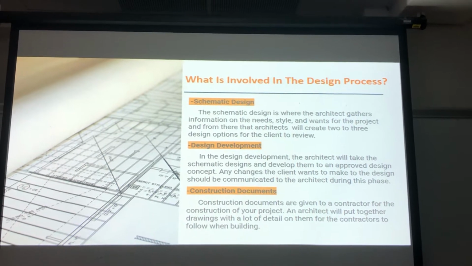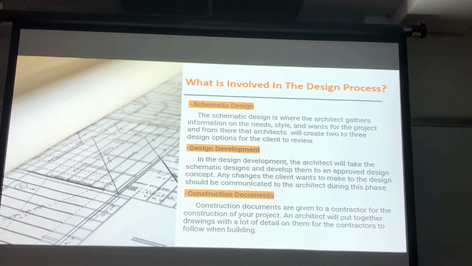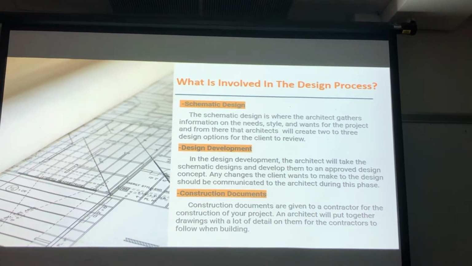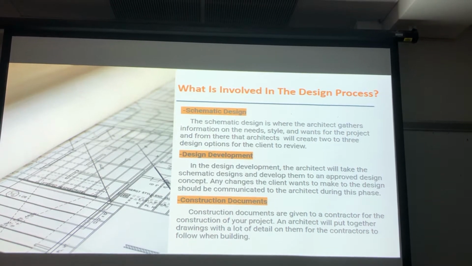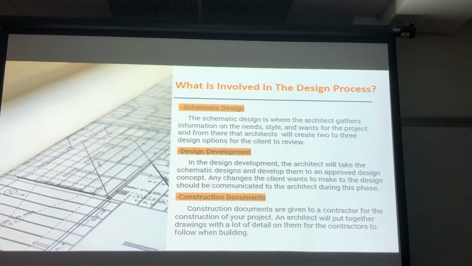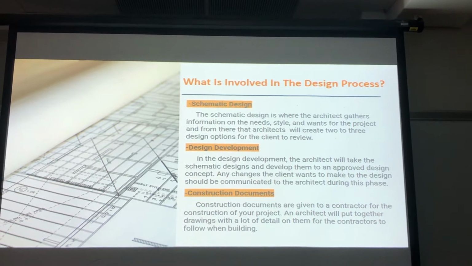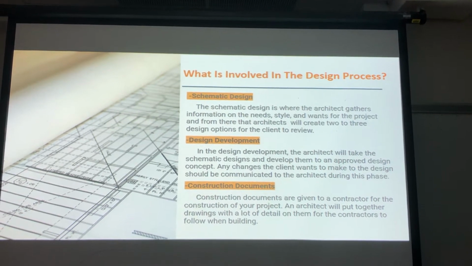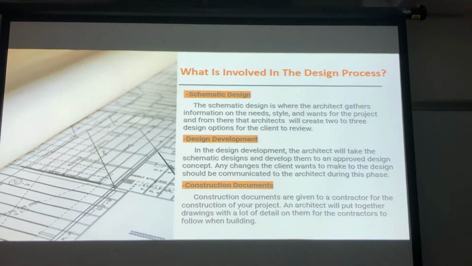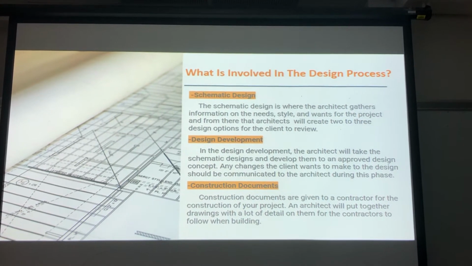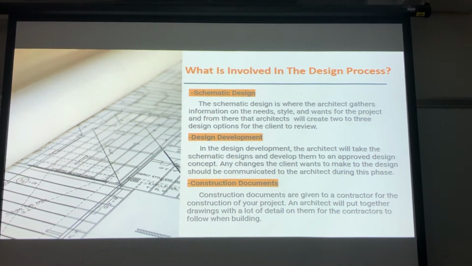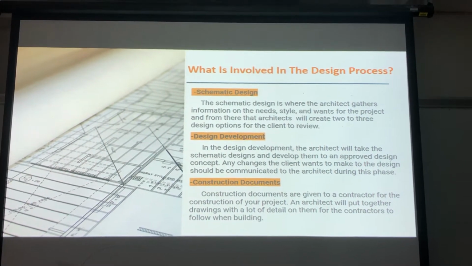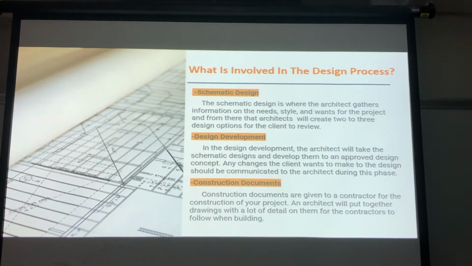So what is involved in the design process? There are 5 main stages. The first stage is schematic design. In schematic design, the architects gather information on the needs, styles, and wants for the project, and from there the architects will create 2 to 3 design options for the client to review. The second stage is design development. In design development, the architect will take the schematic designs and develop them into an approved design concept. Any changes the client wants to make to the designs should be communicated to the architect during this phase.